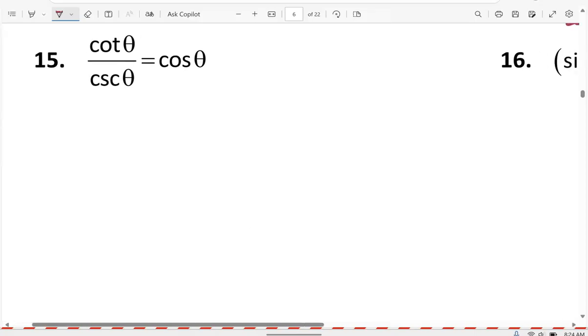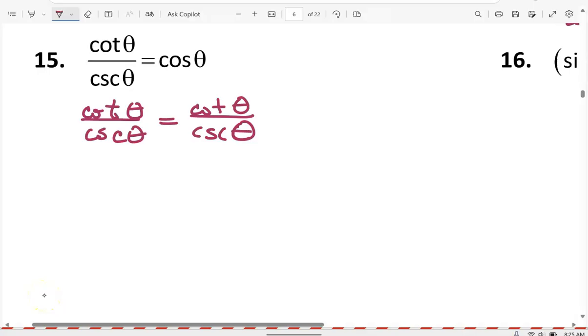In number 15, we have cotangent of theta divided by cosecant of theta is equal to cosine of theta. So cotangent of theta divided by the cosecant of theta is equal to cotangent of theta divided by the cosecant of theta. In my next step, I'm going to leave that left side of the equation alone. Cotangent of theta divided by the cosecant of theta is equal to, and I'm going to rewrite using a division, but at the same time, I'm going to do some re-expression here.